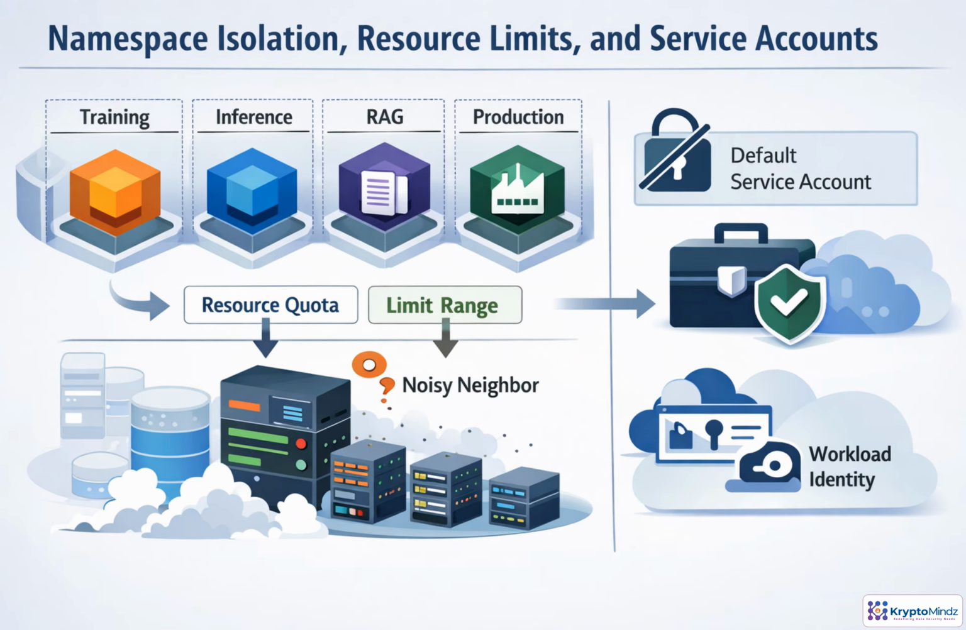Namespaces are a useful first layer for separating AI workloads, but they are not a security boundary by themselves. Treat development, training, RAG, inference, and production as separate trust zones. Then add guardrails. Resource quotas and limit ranges control CPU, memory, and scarce GPUs, reducing noisy neighbor risk. For identity, do not rely on the default service account. Use dedicated service accounts, least privilege RBAC, and workload identity mapping so each workload reaches only the cloud resources it truly needs.